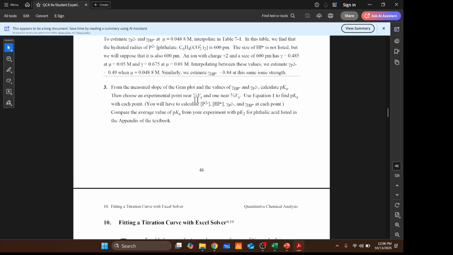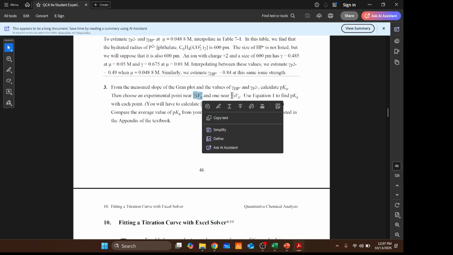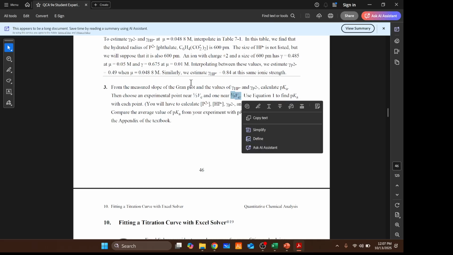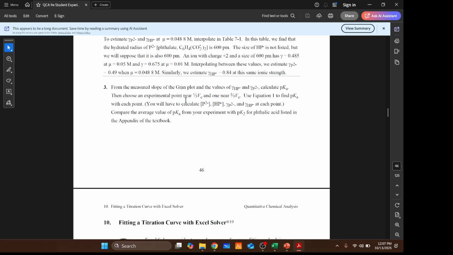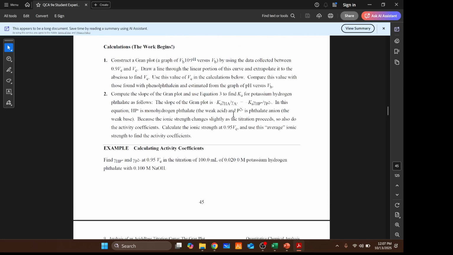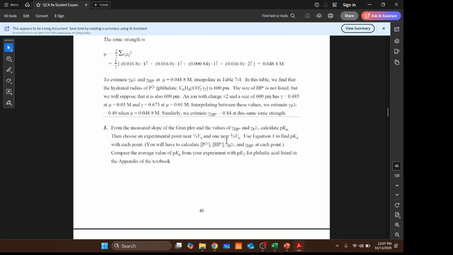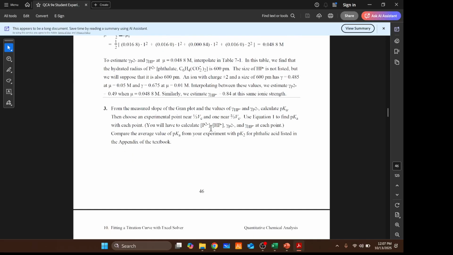So we have our Ka, right? You can get to a pKa by taking the negative log of it. Once we have that Ka value, we can actually solve for 1/3 VE and 2/3 VE. And how you would actually do that is you would just take these values, 1/3 times my VE, 2/3 times my VE.